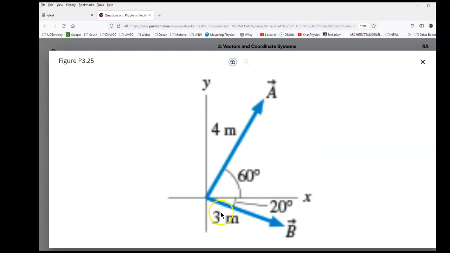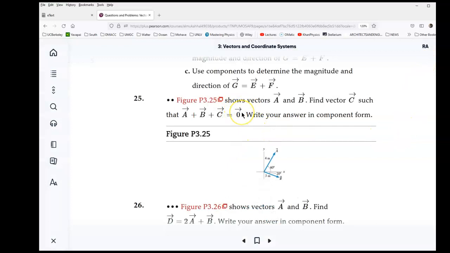So we have two axes, x and y. I have the vector A of length 4, and then the vector B of length 3. Vector B is 20 degrees below the x-axis, and vector A is 60 degrees above the x-axis. You see that? Okay. And I want to find C such that when I add A, B, and C, I will get the null vector. This is called the null vector, 0. Okay? So how do we do it?